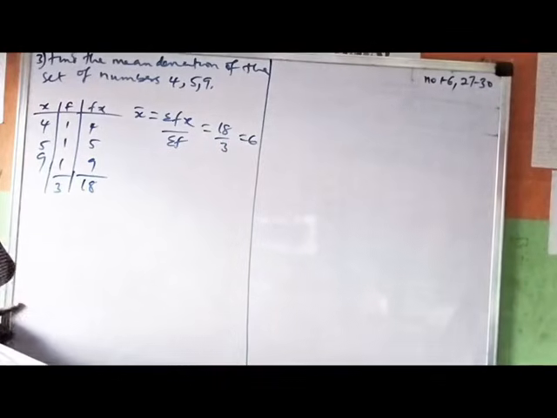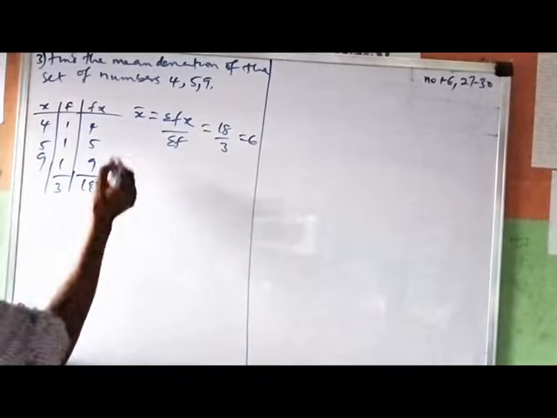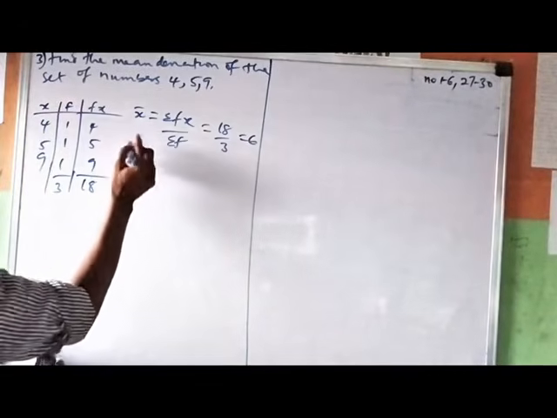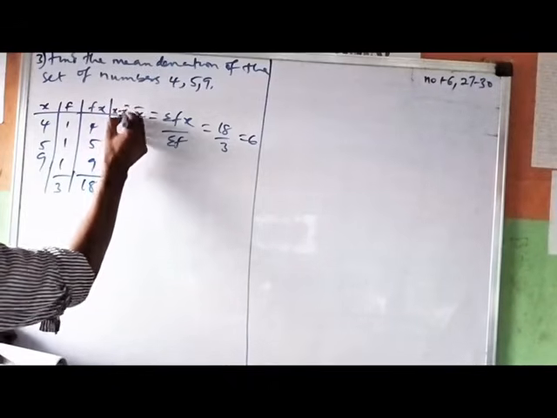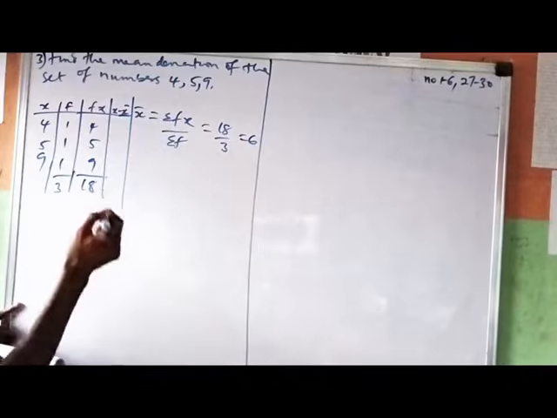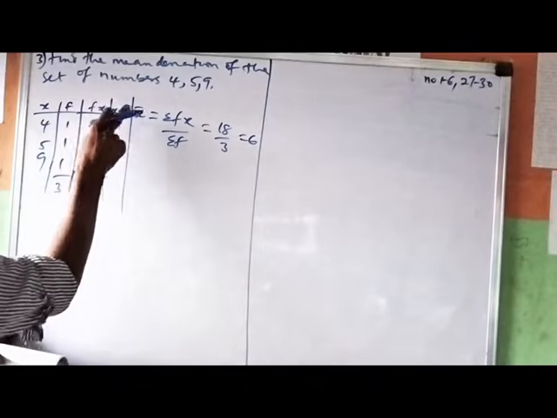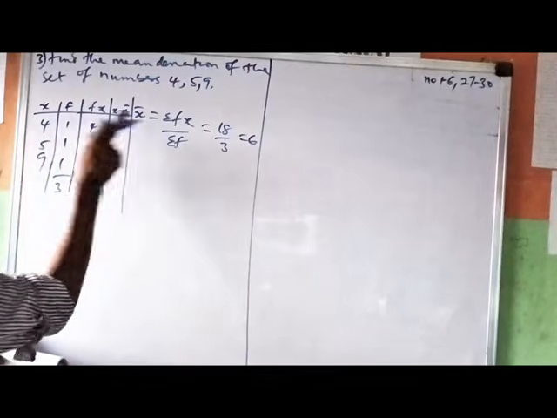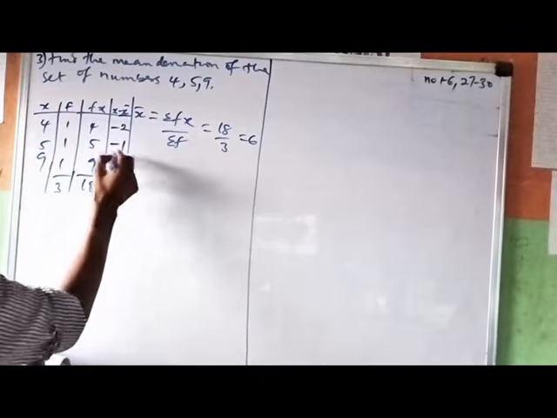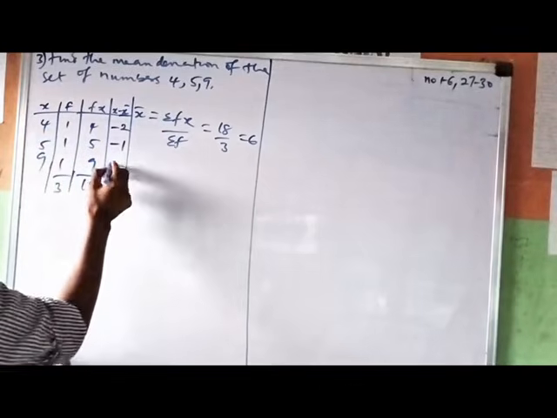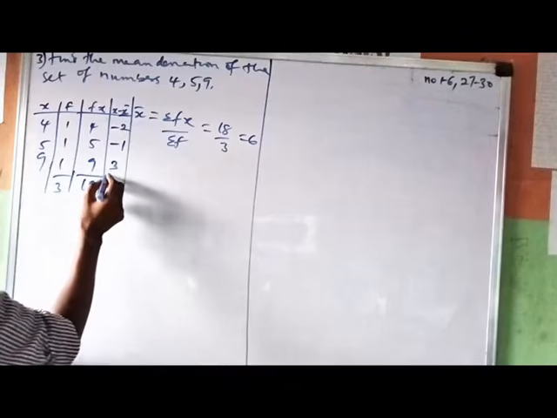So when they say we should find deviation from mean, the deviation from mean is going to be x minus mean. The summation of it, that's going to be the answer. So what is x minus mean? This is my x. 4 minus 6 is minus 2. 5 minus 6 is minus 1. 9 minus 6 is 3. Right?